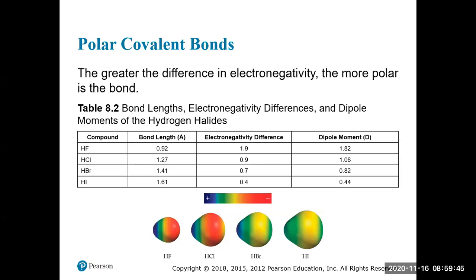So we see an increase in bond length as we have less polarity. We have our electronegativity difference going from 1.9 all the way down to 0.4, so we see that decreasing as we go down that column. And then finally, dipole moment, which is going to be related to that electronegativity difference, goes down as well. And you see those values are pretty similar.